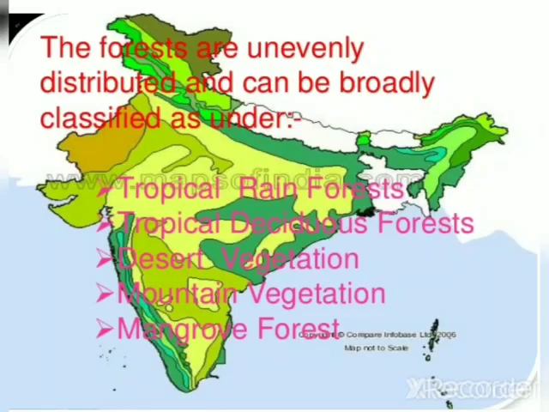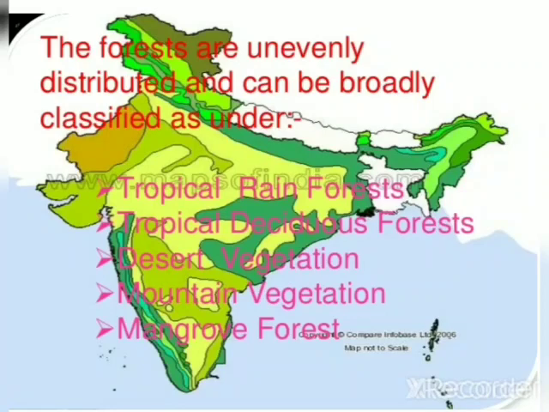Okay, so based on variation of rainfall, we'll be having the tropical evergreen forest or the tropical rainforest and the deciduous monsoon forest and desert and semi-desert vegetation, thorn and scrub forest. So these will come under the forest based on variation of rainfall.